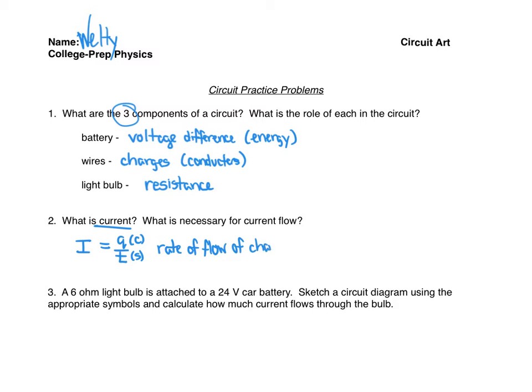What is necessary for current to flow? Well, if you remember, we did the analogy to water, and we said, hey, if we have that pipe and we tip it, then the water is going to flow out from high voltage, for example, or high potential, to a lower voltage or lower potential energy. So we need a voltage difference for current to flow.